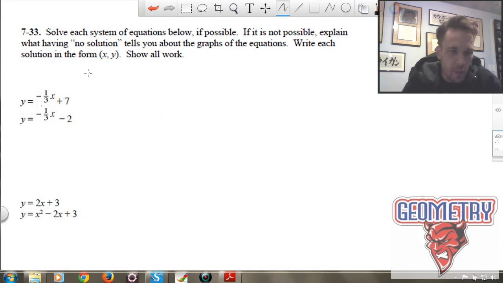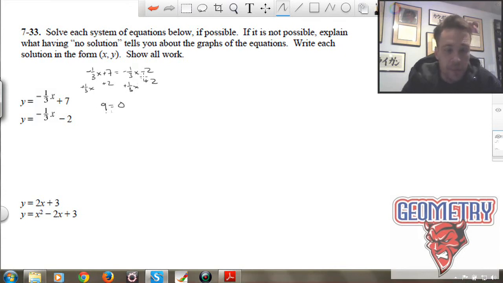They're both set equal to y, so we can set them equal to each other. So negative 1/3 x plus 7 equals negative 1/3 x minus 2. And it really doesn't matter what we do here. It's going to end up falling flat on its face. But let's add 2 to both sides and add 1/3 x to both sides there. So you end up getting 9 equals 0, because negative 1/3 x plus 1/3 x is 0. And so obviously that's not true. 9 is not equal to 0.